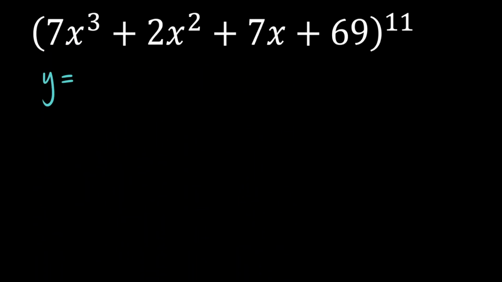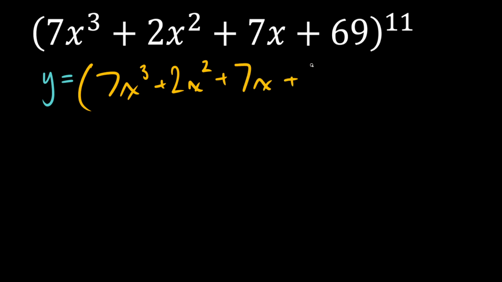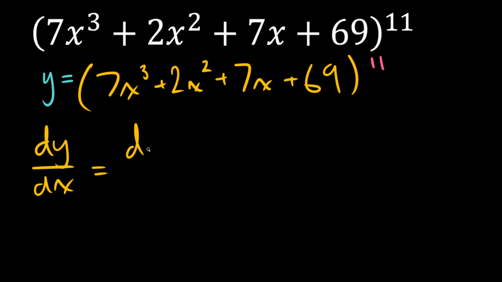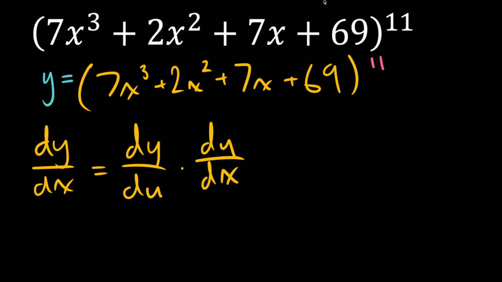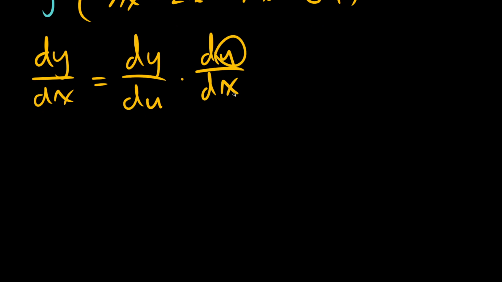So our function is 7x cubed plus 2x squared plus 7x plus 69, all raised to the power of 11. And I'm going to write the 11 in pink here for a reason I'll divulge into later. So what the chain rule tells us is that dy by dx can be split up into dy over du times du over dx.